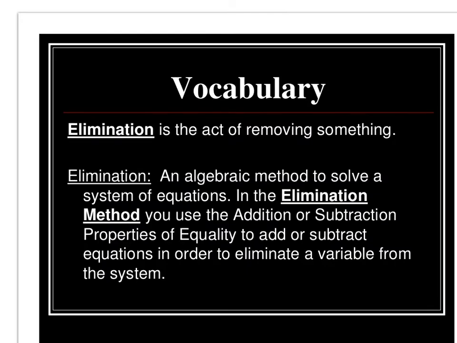Here's our vocabulary for this lesson. What is the word elimination? Just the act of removing something. And then elimination is an algebraic method, another algebraic method to solve a system of equations. What we're going to be doing is adding or subtracting the equations in order to eliminate, or get rid of, or remove a variable. So get this information down and restart when you're ready to go on.